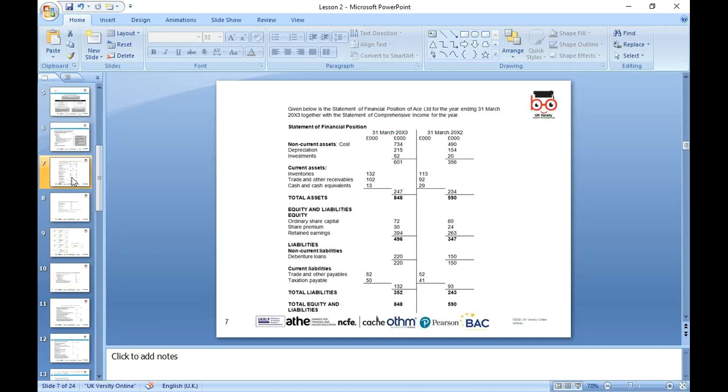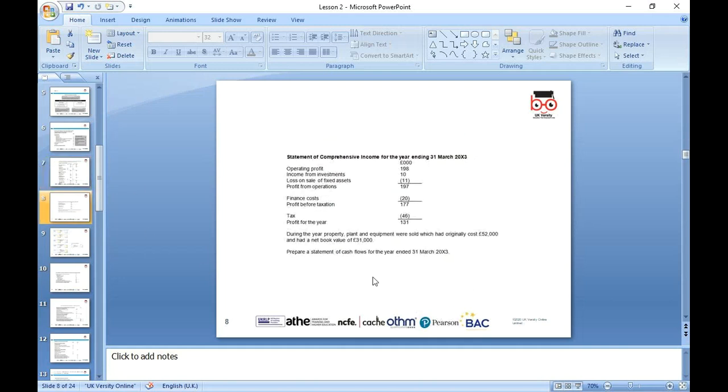Okay, so I picked the question. We've been given the statement of financial position of a limited company on the 31st March 20x3, and we need to prepare a statement of cash flow. We've been given the profit and loss. We've been given the non-current assets for last year and this year, which have increased. Depreciation we've been given. Investment we've been given. We've been given the current assets and the equity. We've been given all of it, and then we've been given the statement of profit and loss.